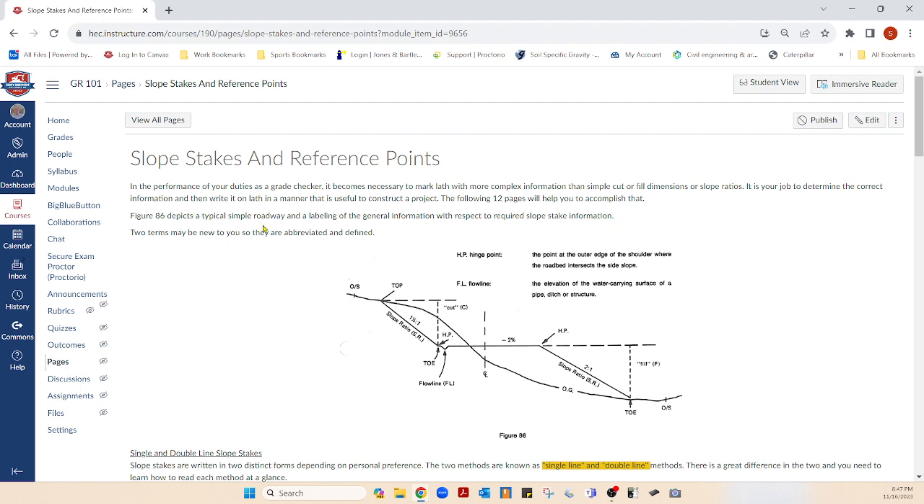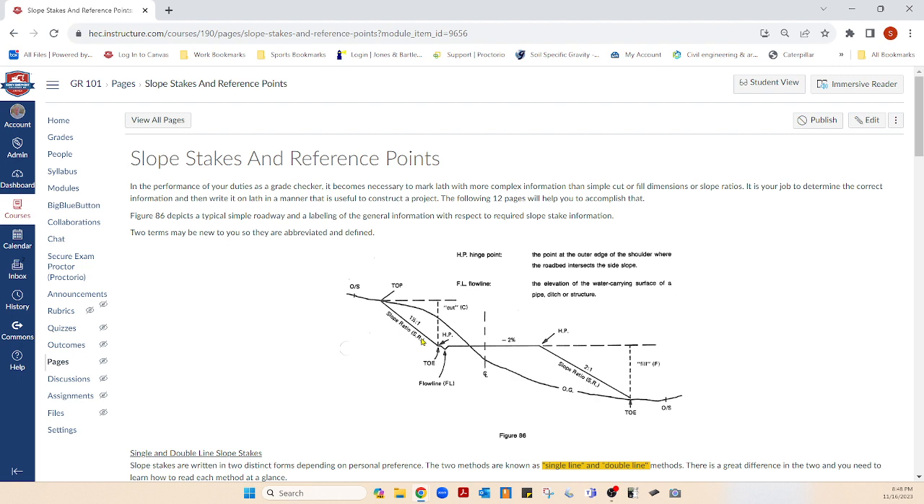Figure 86 depicts a typical simple roadway and a labeling of the general information with respect to required slope stake information. So let's just look at the figure first. Here's your offset stake. Here's your top or your reference stake. This is where the actual slope meets the existing grade right here. So it has a slope ratio going down here, and I can't see what it is.